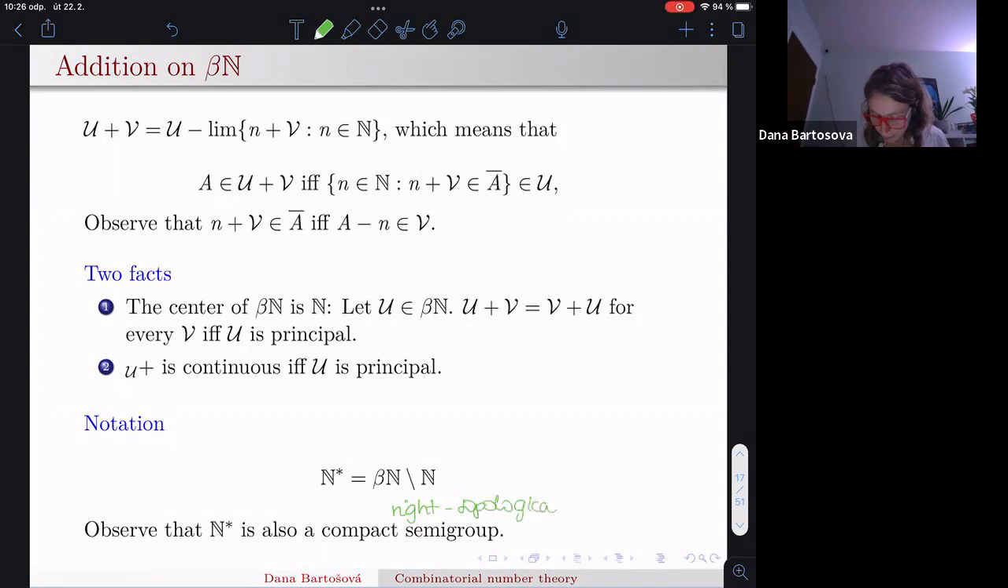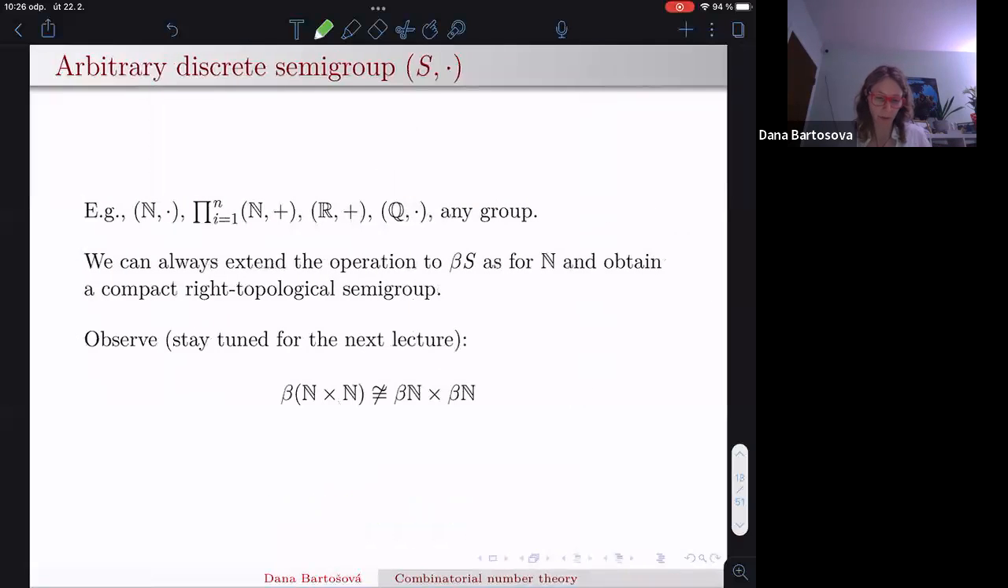And it turns out that this is really a mix of algebra and topology. Some things you get from the algebraic structure, some things you get from the topological structure. There is a general theory of compact one-sided topological semigroups, and we will mention some of these results. We will need to extend the operation to other semigroups, in particular we will be looking at this semigroup. But it doesn't hurt to say that nothing really changes.